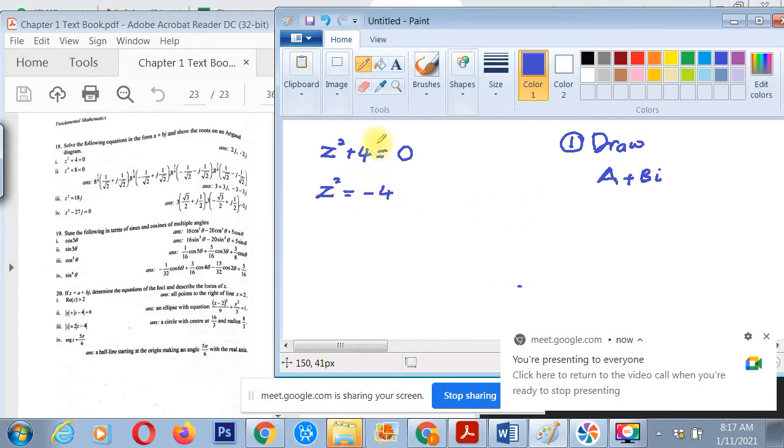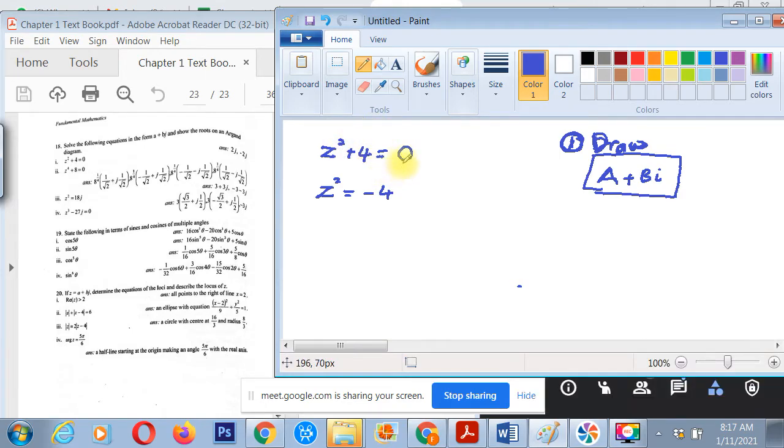Okay. z square plus 4 equals to 0. So first thing first, we need to draw. If you want to draw, we need it in terms of a plus bi. In this case, do you see it in terms of a plus bi? Not yet. So we need to see it in a plus bi.